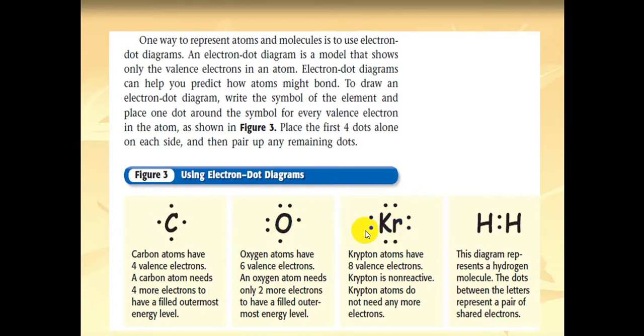Krypton has 8 electrons in the outer energy level, and this is one of the noble gases. So it has already a complete outer energy level, so it doesn't participate in any kind of chemical reactions, because it doesn't make any bonds with other elements, because it's already stable. Like helium, like neon, like argon, they are all the same, noble gases, and they are in group 18 in the periodic table.